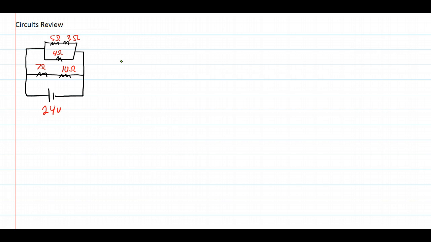individually. So before we do that, there are a couple of things that we need to remember about current and voltage. If we start with current, we want to realize that current comes from the battery, and every time it hits a junction like this, where the wires split, the current splits.